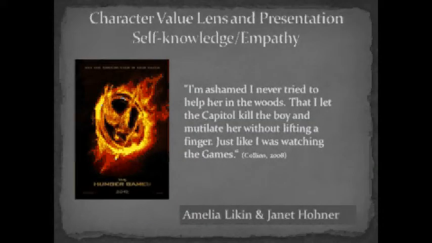Hello and welcome to Character Values, Self-Knowledge, and Empathy. We will be looking at the character trait of empathy, what it means to be self-reflective, how we might see this in everyday life, and how we can use those teachable moments in our classrooms to inspire our students to see themselves through the lens of another person.